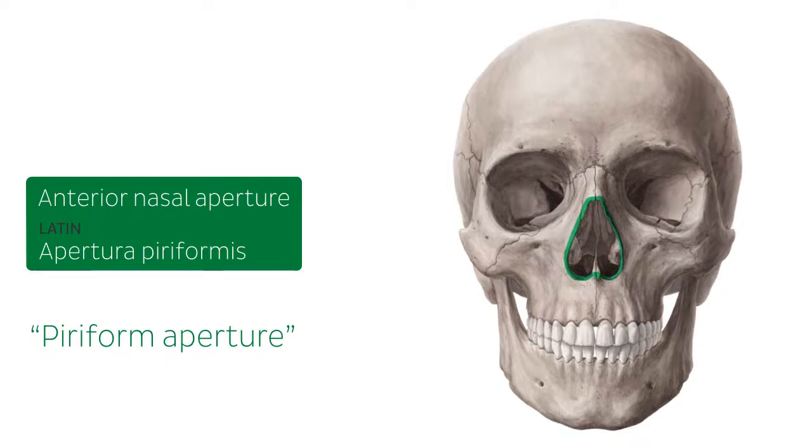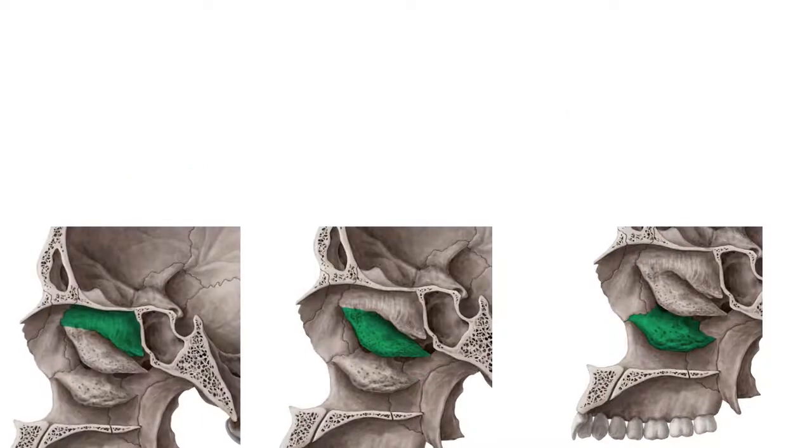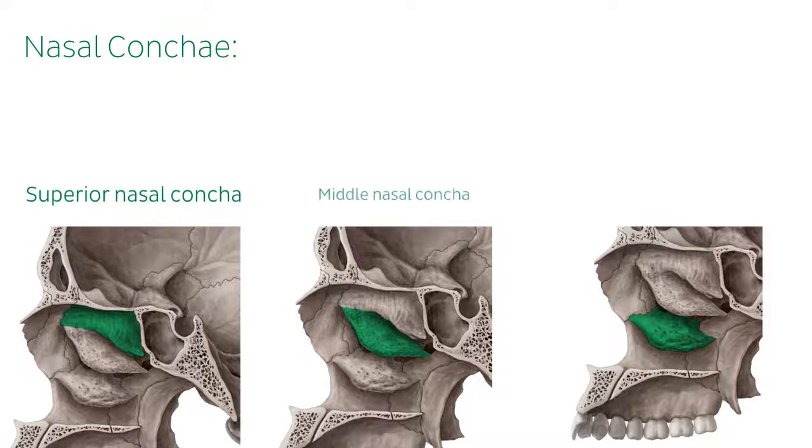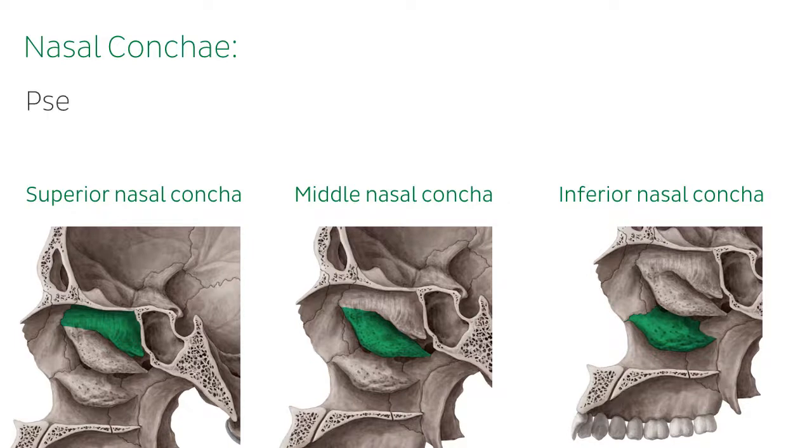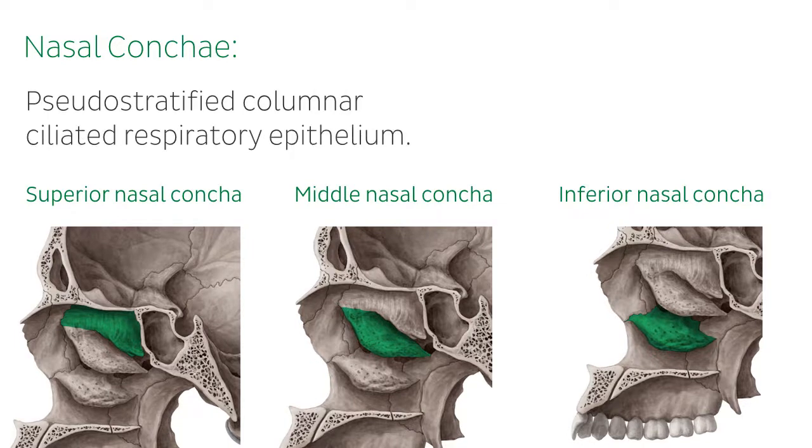The surface of the lateral wall of the nasal cavity is irregular in contour and is interrupted by three nasal conchae: the superior nasal concha, the middle nasal concha, and the inferior nasal concha. These structures are long, narrow, curled shelves of bone that protrude into the nasal cavity. They are covered by a mucous membrane, and the epithelium that lines them is pseudostratified columnar ciliated respiratory epithelium.